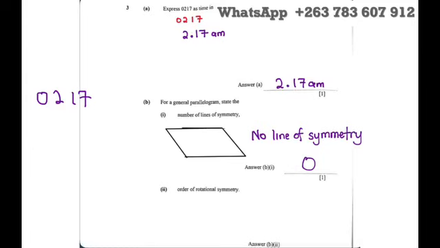Now we have the order of rotational symmetry. If we rotate the shape, how many times does it look the same? In this case, we can rotate it so that it sits on the other side. It's 1. Or we can rotate it like this 2 times. It remains the same shape. It looks the same. So it has order 2 of rotational symmetry. So this was easy.